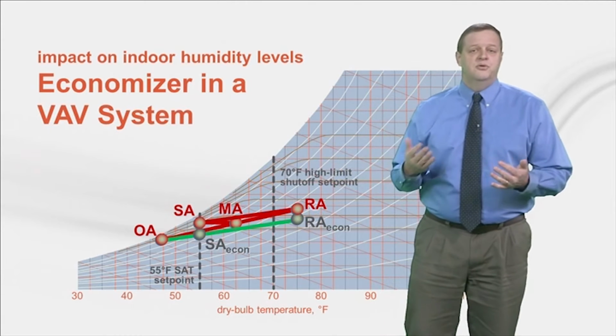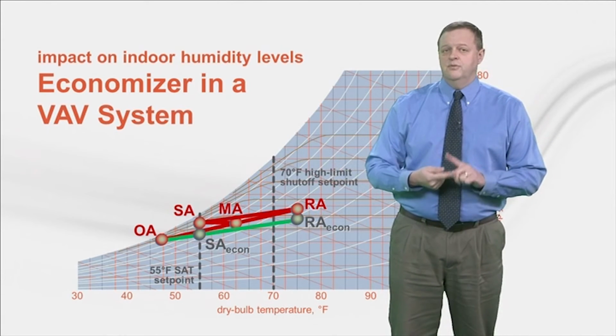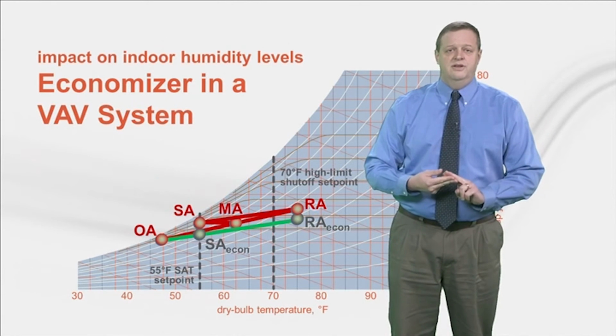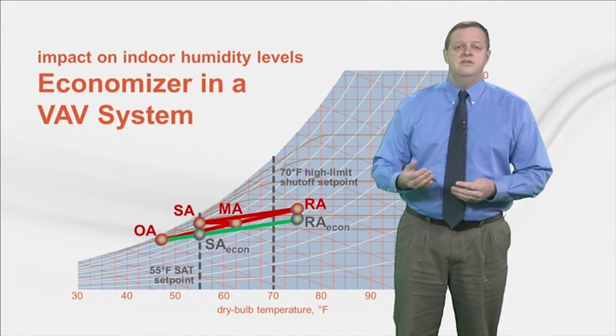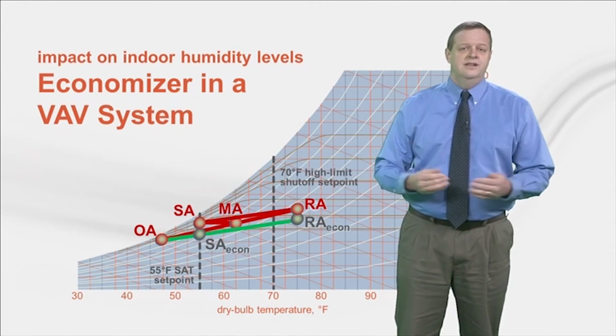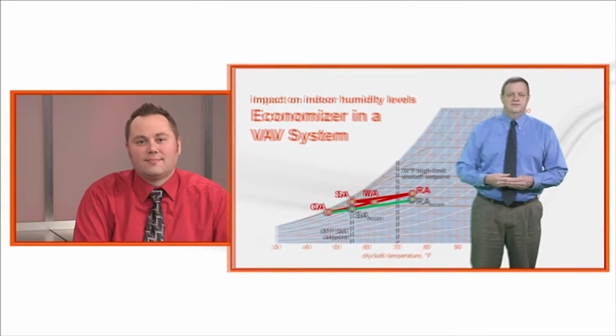So these two examples support what Eric just said, that by choosing the right control strategy and shutoff set point, an airside economizer can be used to reduce cooling energy use with little or no impact on indoor humidity levels.